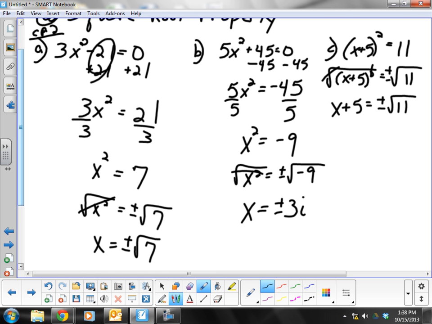And then I can subtract 5 from both sides. So I get x is equal to negative 5 plus or minus the square root of 11. And you're finished with that problem.